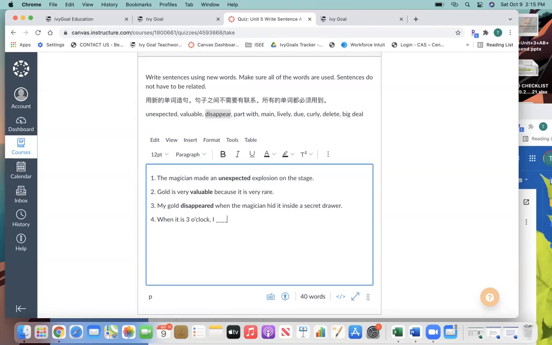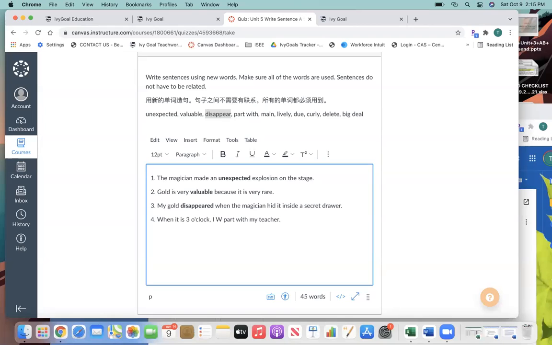I part with my teacher. When it is 3, so when that happens in the future, what's this word going to be? It will be something that's going to happen. It hasn't happened yet, but it is going to happen. I will part with my teacher. Very good. Part with my teacher. Number 5, main.